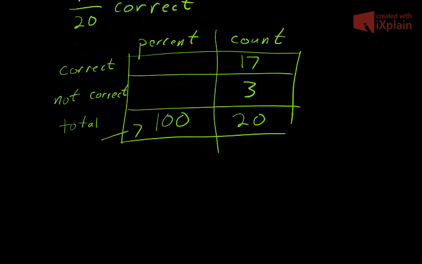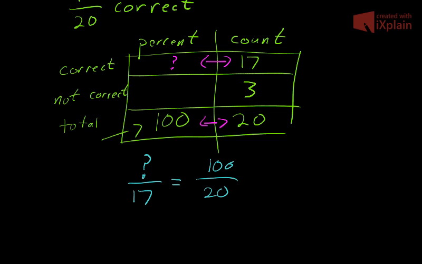So I'm going to make my ratios again, and my ratios are going to be from there to there and there to there. And when I do that, I'm going to get that something compared to 17 is the same as 100 compared to 20. So I linked up this question mark with the 17, and I also linked up the 100 to the 20. So we're going back and forth in these rows.